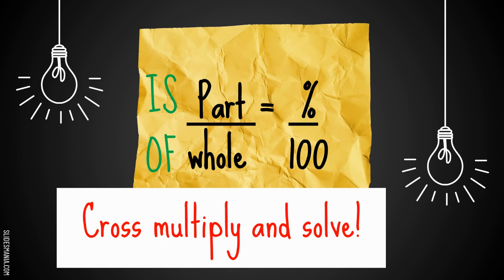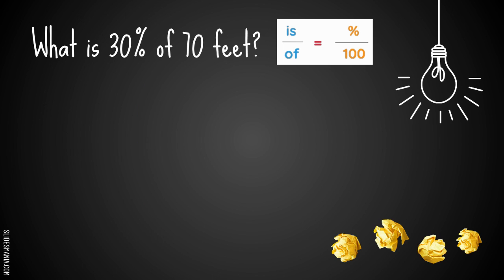Let's take a look at some examples. What is 30% of 70 feet? We use this guide to help us to put our numbers in the correct spot. So tenemos una guía para ayudarnos. So do you know is? We don't. So you put X. No sabemos es y ponemos X, el variable.